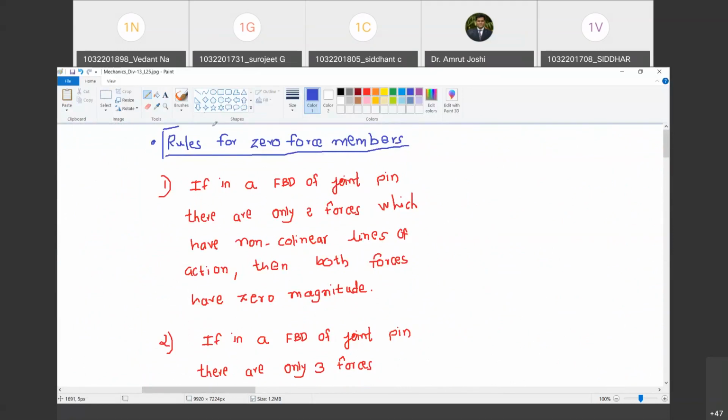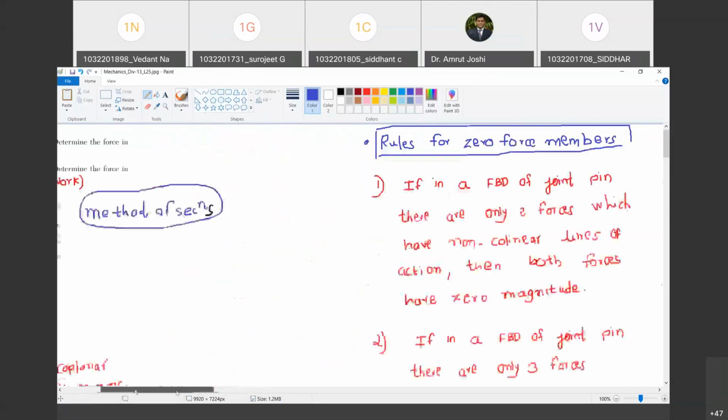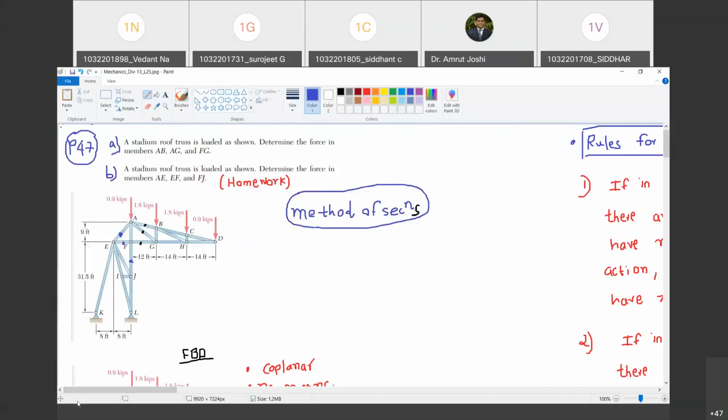And what is that point? Rules for finding out zero force members and rules for finding out equal force members. That means, without applying a single equation of equilibrium, without finding out reactions, without drawing free body diagrams, can I, looking at a truss and its loading and support system, identify which members do carry zero force and which members have equal forces in them? Are you with me? Yes, sir.